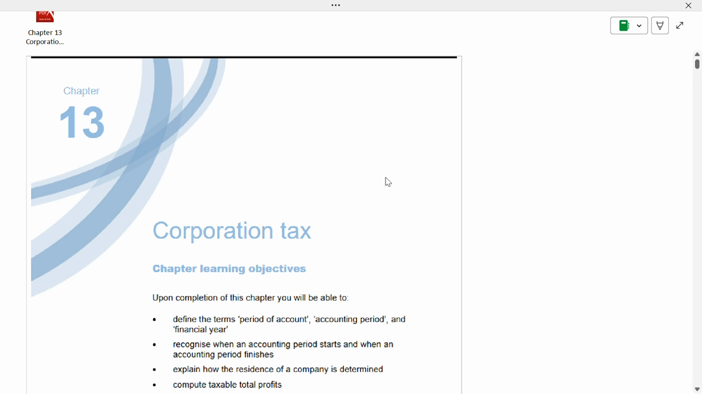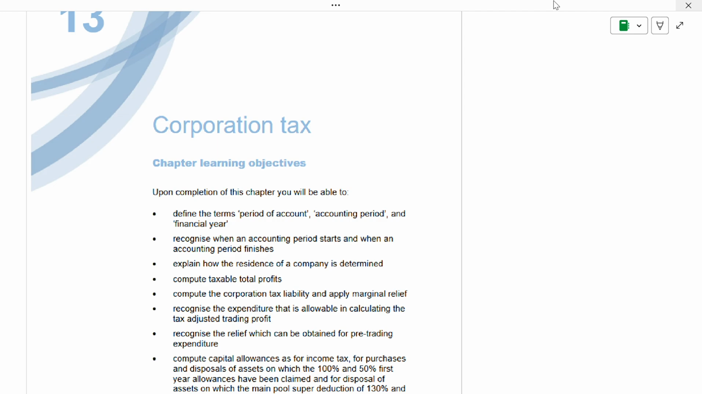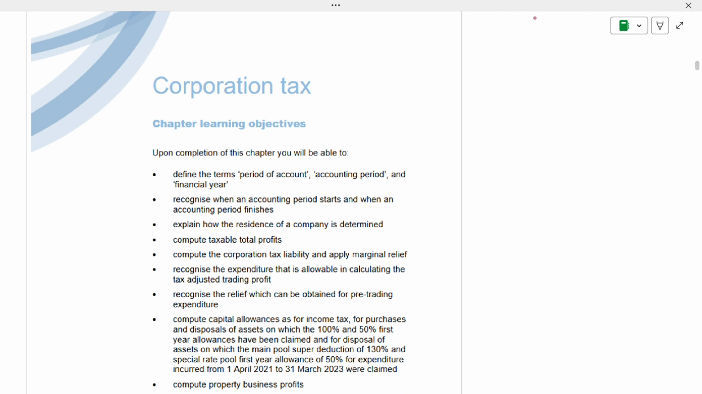When you are talking about these things, see the same concepts. We are talking about it from the corporate point of view. The terms period of account, accounting period, and financial year. We should know what the very important differentiation is.